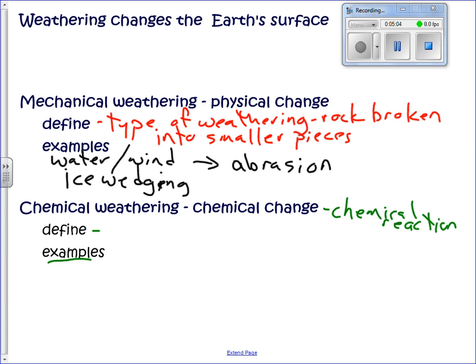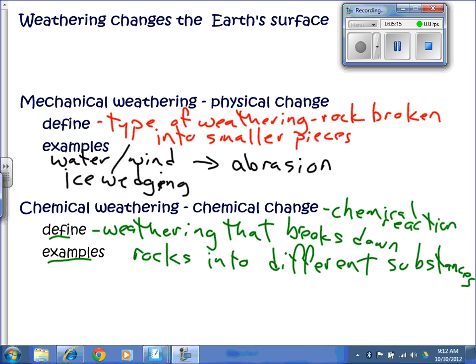So what would cause chemical weathering of rocks? Examples of chemical weathering. In chemical weathering, weathering breaks down rocks into different substances. Yeah, I suppose lightning or a meteorite hitting, there'd be enough heat and that sort of thing to actually change the substance of the rock. But there are some more common ones.